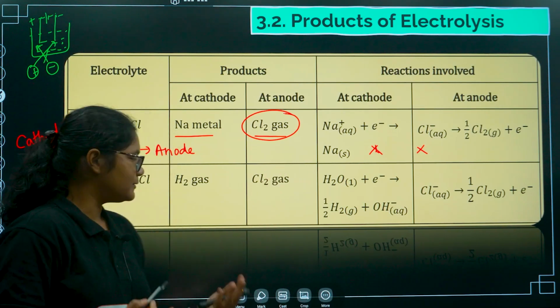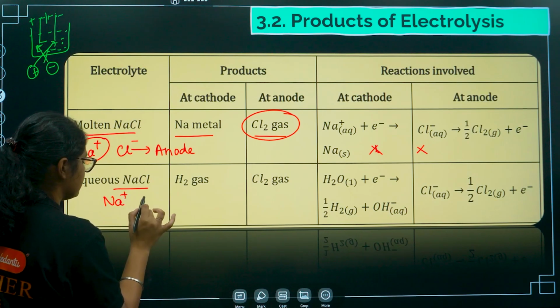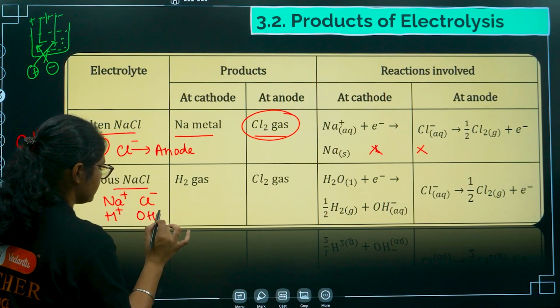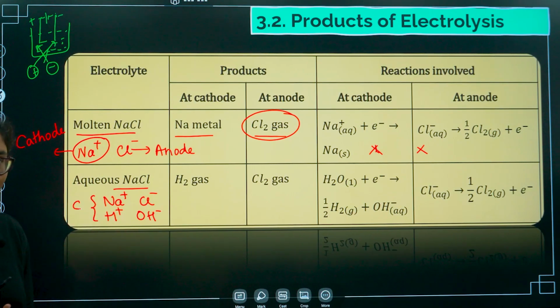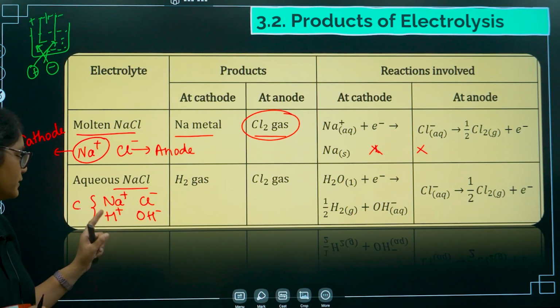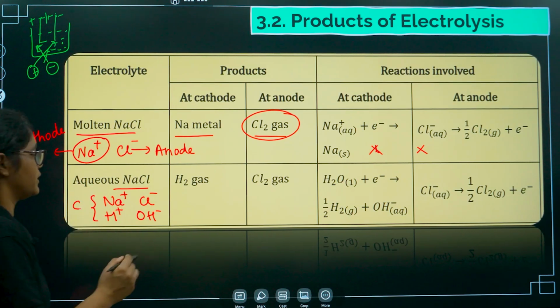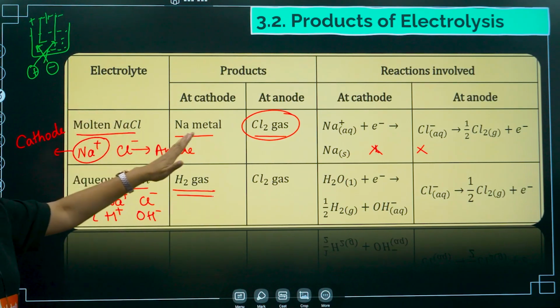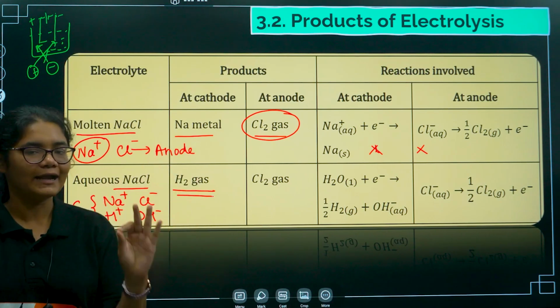Clear? Similarly, when you take aqueous NaCl, we have Na plus and we have Cl minus. Aqueous means water is there, H plus and OH minus. Now these will move towards your cathode and will get reduced. Hydrogen has more reduction potential than sodium. So Na plus will not undergo reduction, rather hydrogen will undergo reduction and will give you H2 gas. So now you understood, if you take molten NaCl, the products are different, but if you take aqueous NaCl, the products are different at cathode.